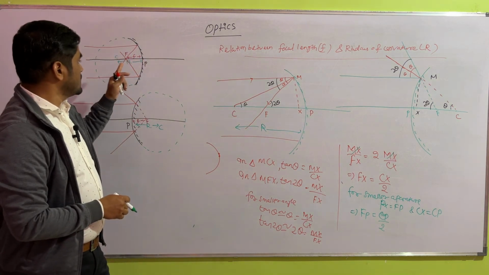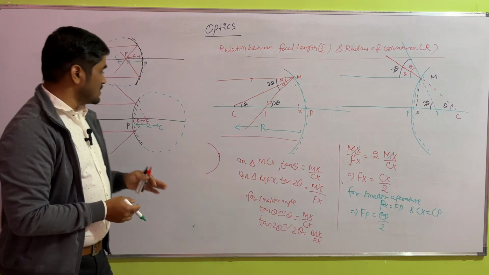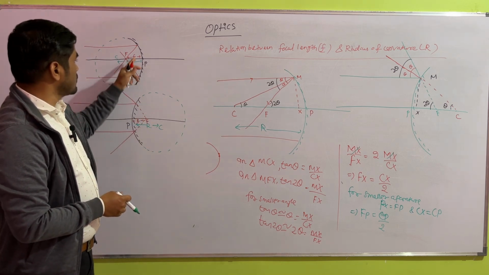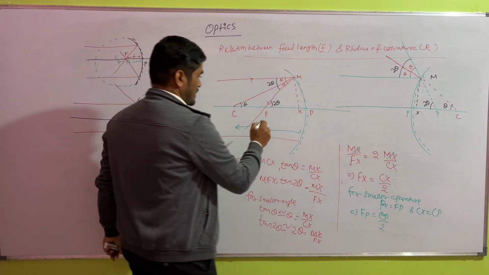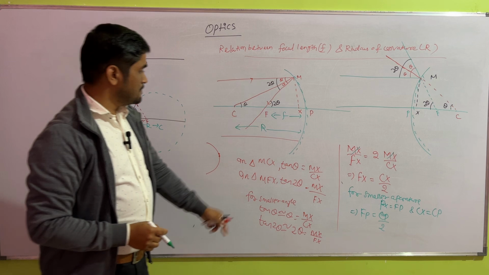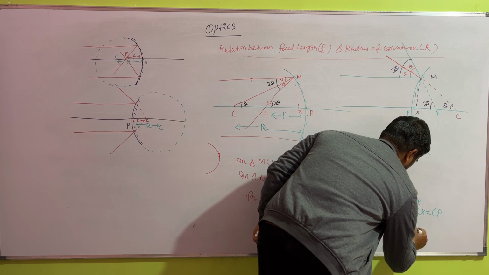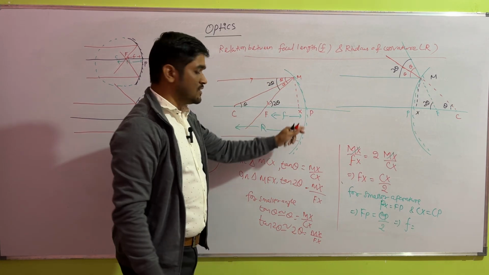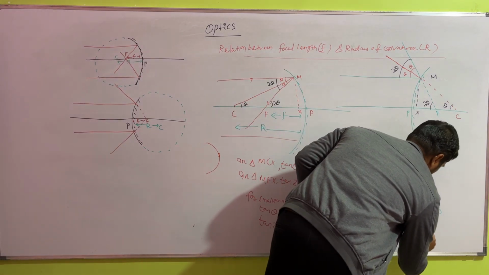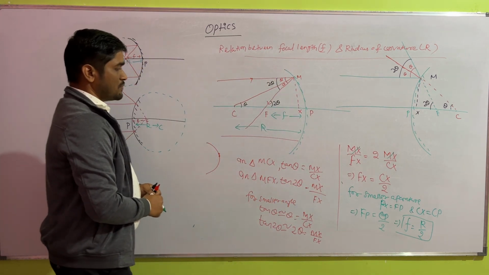We have discussed it here. And FP, the distance between the focus and the pole, is known as the focal length. So we can take FP as the focal length. So here FP is equal to the focal length, which is equal to CP, the radius of curvature R, divided by 2. So this is the relation between the focal length and radius of curvature.